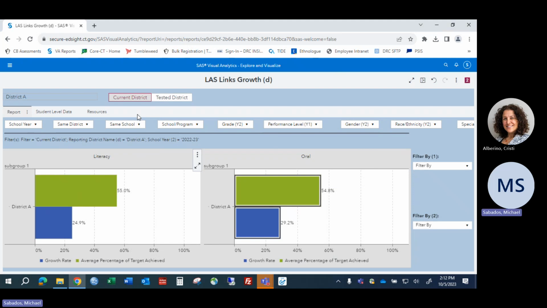So in terms of using the report, this is what the report looks like. And it should be noted that any graphs in EdSight Secure, you can export or print them and use them in meetings with your staff, or maybe an administrator or your board of ed.